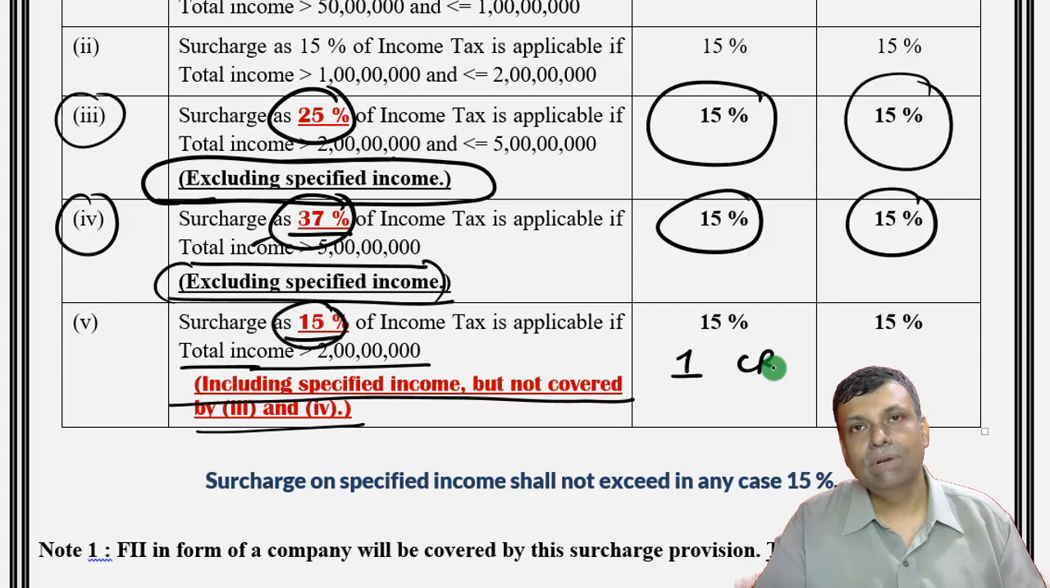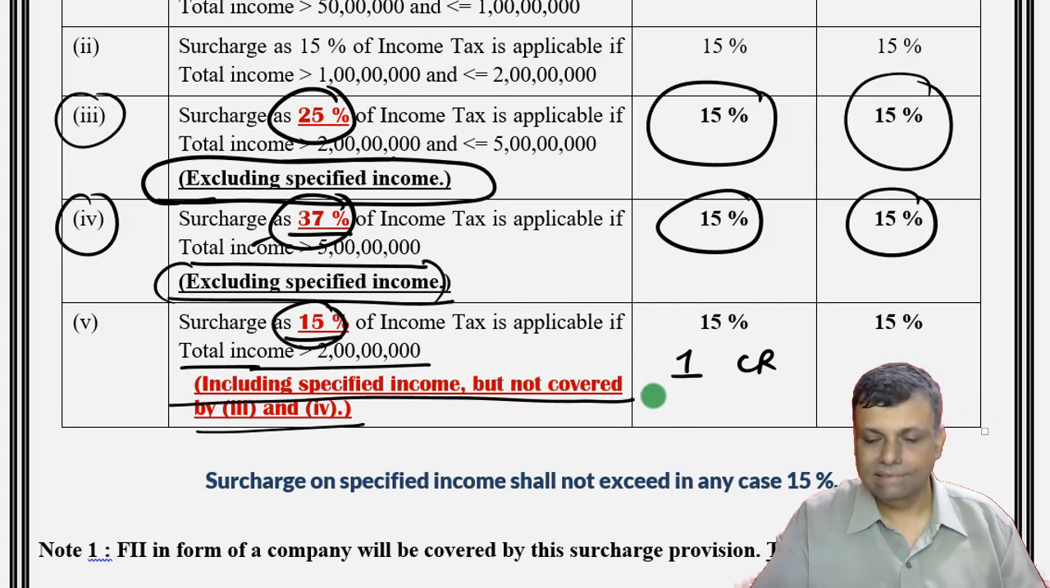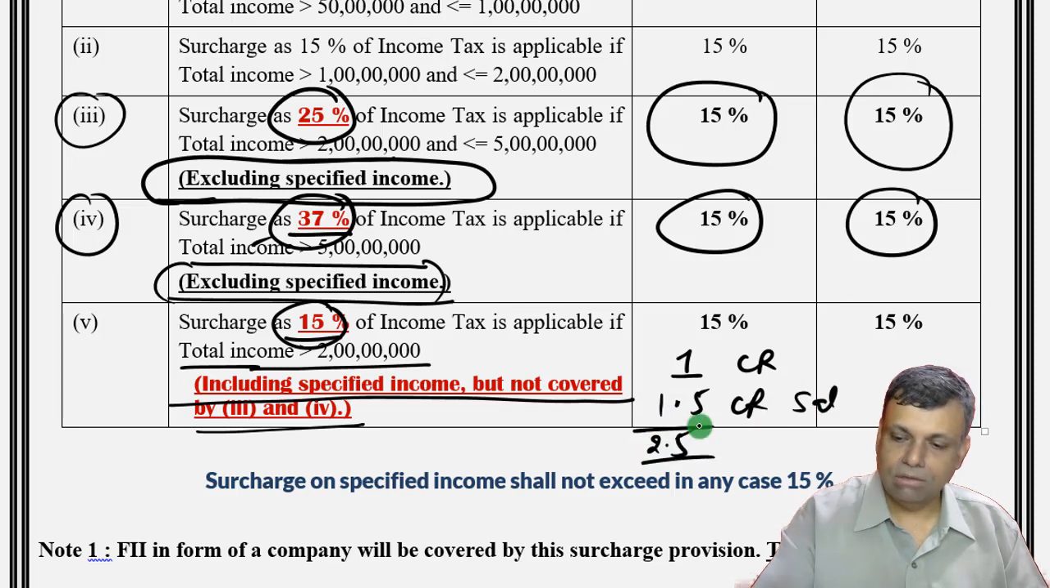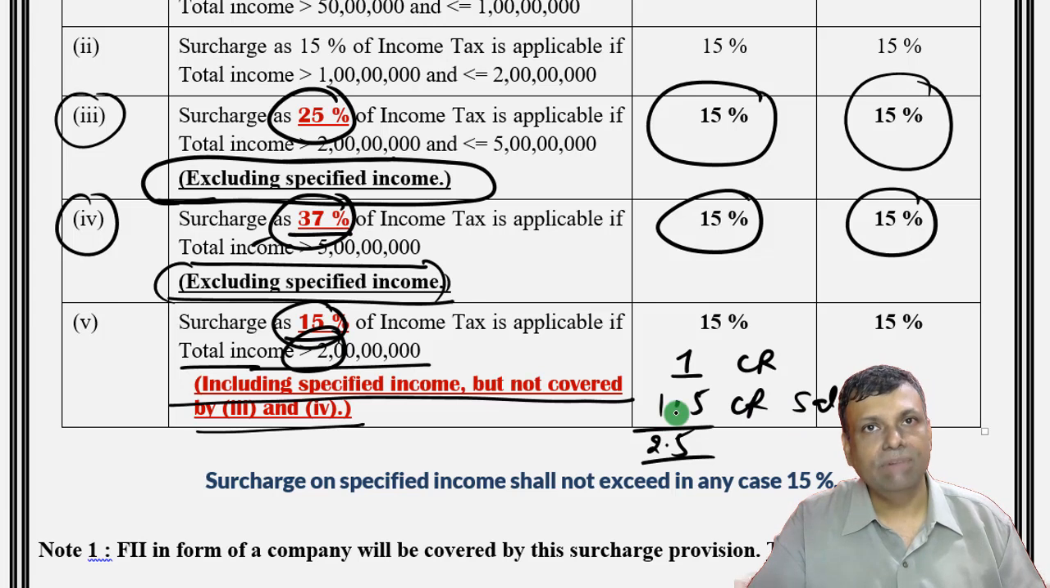and say for example your salary income is 1.5 crore rupees. So your total is going to become 2.5 crore rupees. So 1.5 crore is your salary, and 2.5 crore is the total. So you are crossing the limit of 2 crore rupees. But your salary income is only 1.5 crore rupees.